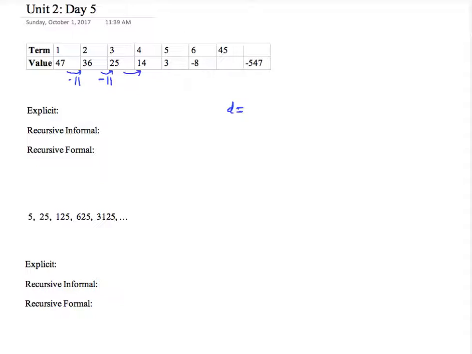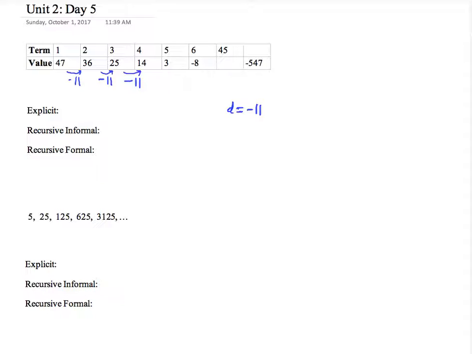So that's what I'm going to write down. I think it's going down 11 each time. So that pretty much helps us at least do the recursive. Recursive is pretty easy to do, I think. Explicit's more useful, but also a little bit more challenging, perhaps.